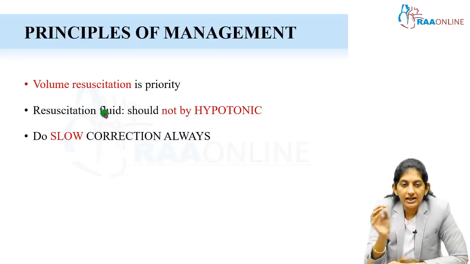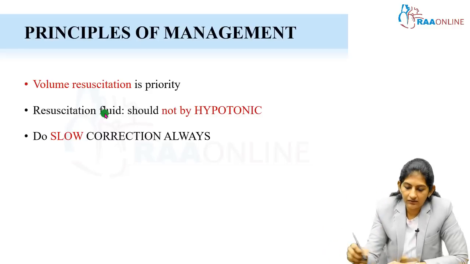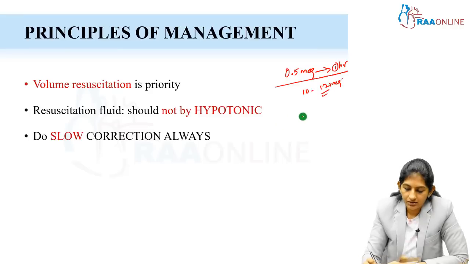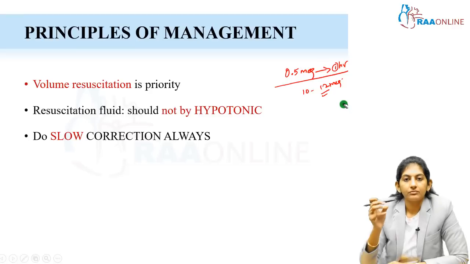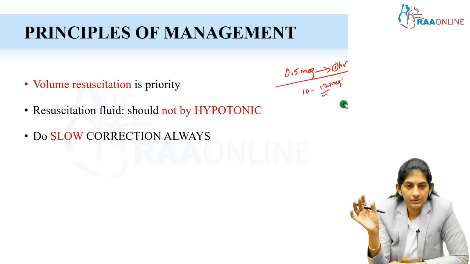In any type of hypernatremia, our aim is to correct the sodium very slowly. Slowly means I will reduce only 0.5 milliequivalents in 1 hour. That is the target. So, in 1 day I will reduce up to 10 to 12 milliequivalents maximum. If my sodium is already 170, in 1 day I cannot bring it to 145. We have to reduce only 12 milliequivalents per day. If the sodium is 180, I will correct it over 3 days. If it is 170, it is over 2 days. So, 12 milliequivalents per day, depending on that you have to correct the sodium.